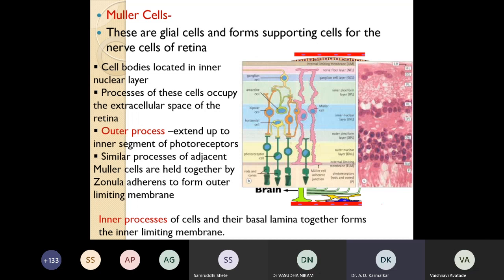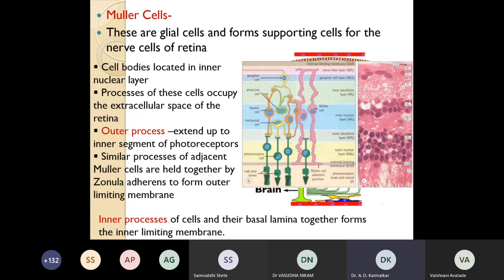If you see this comparative diagram, it is upside down. You can see here, starting from below, there are rods and cones, the external limiting membrane, the outer nuclear layer, the outer plexiform layer, and the inner nuclear layer, and you can compare them side by side. There is a histological diagram at high power.